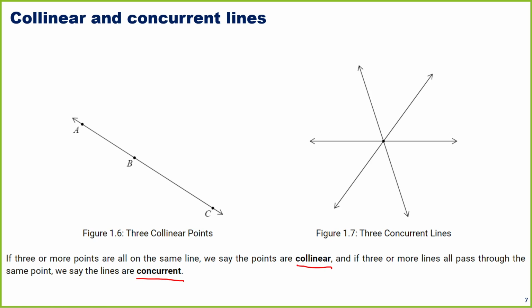And on the other hand, if a question tells you some lines are concurrent, that means all the lines pass through the same point, right?